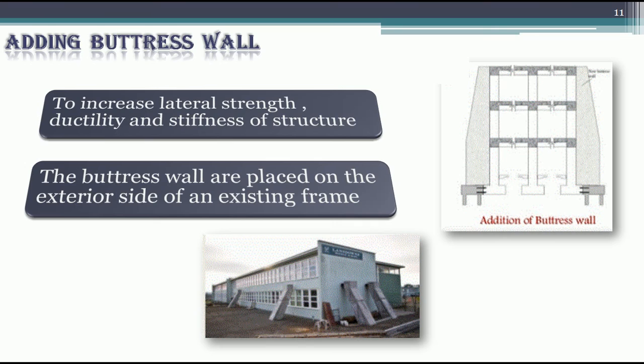Next global retrofitting technique is the adding of buttress wall. From the figure, it is very clear that buttress walls are constructed outside the building. It increases lateral strength, ductility and stiffness to the structure. The buttress walls are placed on the exterior side of an existing frame. The advantage of this technique is that we can retrofit this structure without interfering with the function or use of the structure.